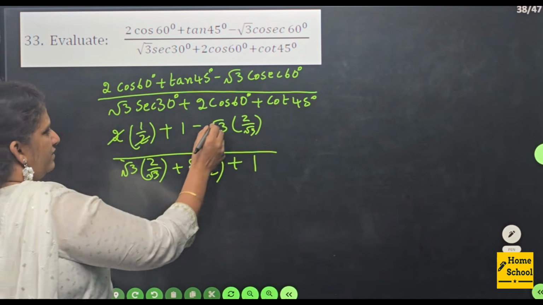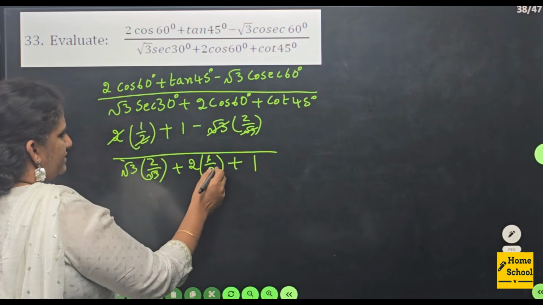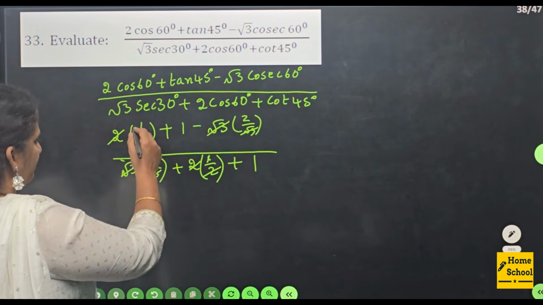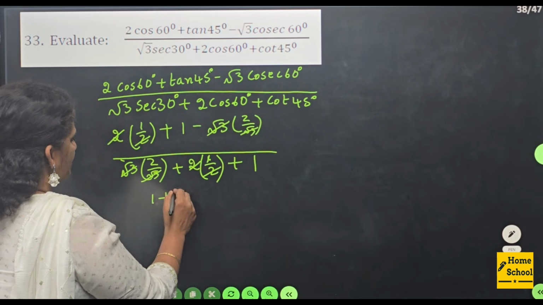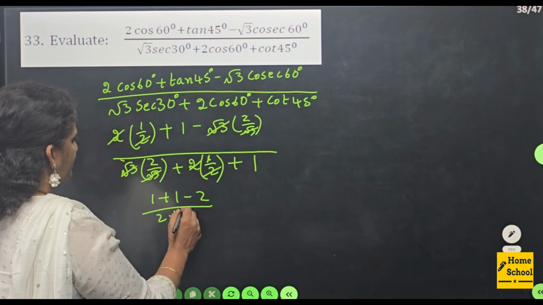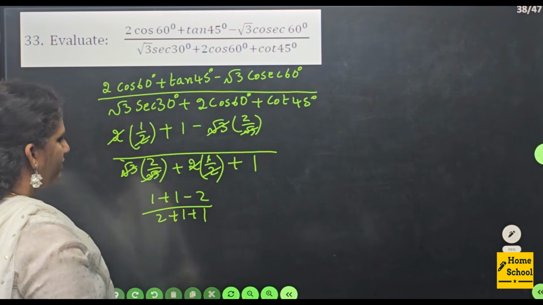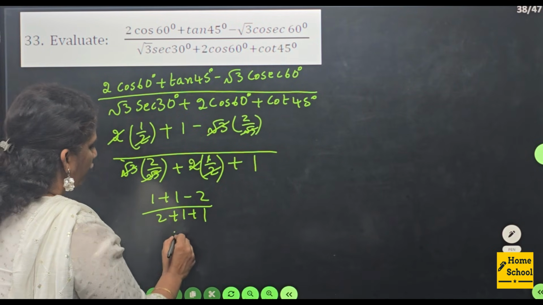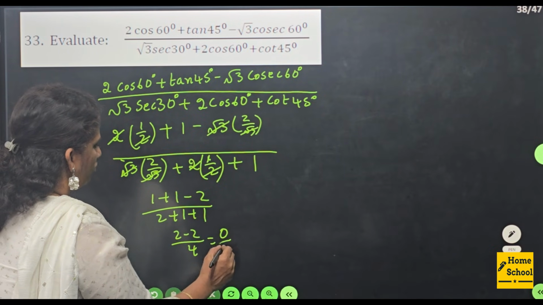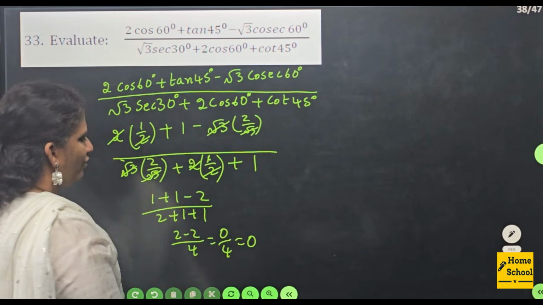2 cancel. Root 3 cancel. 2 cancel. Root 3 cancel. We are left with 1 plus 1 minus 2 by 2 plus 1 plus 1. That is here 2 minus 2 by 4. 0 by 4 is 0.